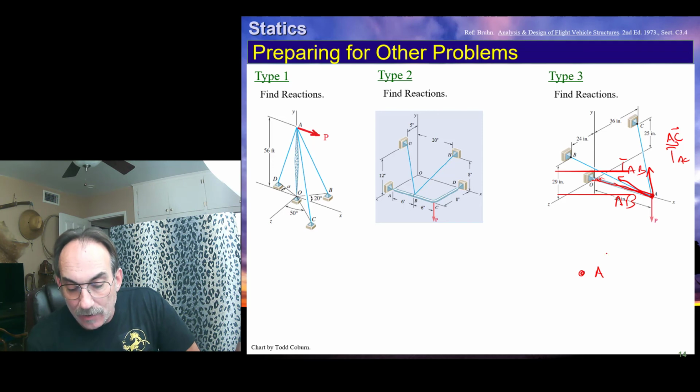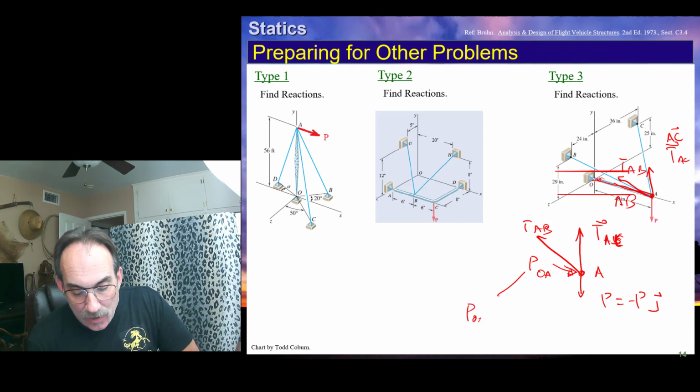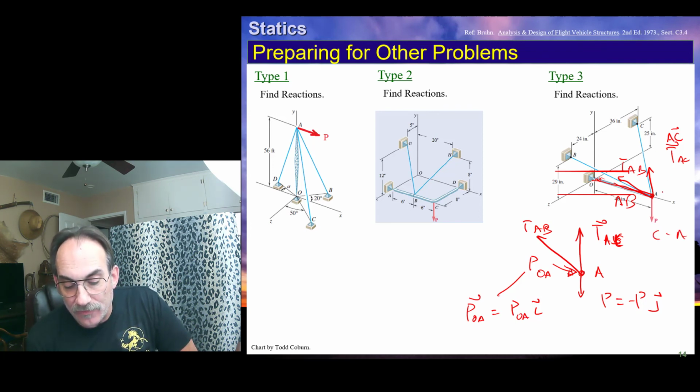So we could draw a free body diagram of point A. We have this TAB, this is AB. This one over here is AC. And then we also have this potential compression P from O to A. Those are all, and then we also have the force P. You can see that P is the magnitude of P in the negative J direction. We see that POA, the vector, is actually going to be whatever the magnitude of that is times I, because it's along the x-axis. And these other two, we can use point C minus A for this unit vector and point B minus A for this unit vector.